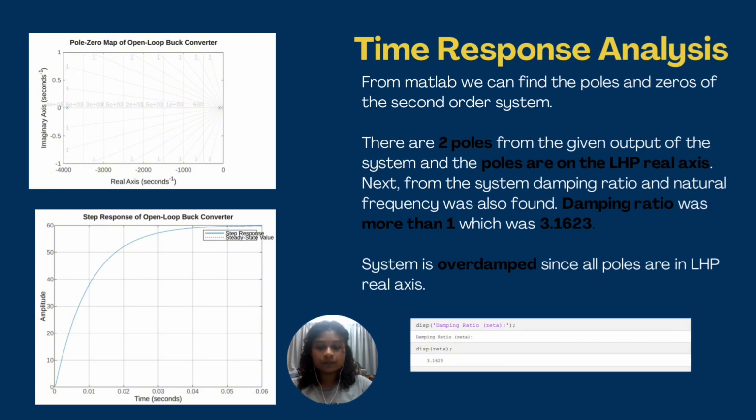From the results, we obtain that the damping ratio is 3.1623, and from trusted sources we know that if the ratio is more than 1, the system is overdamped. So we can conclude that from the time response analysis, we found that the open loop buck converter is overdamped since the poles are on the left half plane on the real axis and the damping ratio is more than 1. And we can also see that the step response from the MATLAB is exactly the same as the step response obtained from the scope in Simulink.